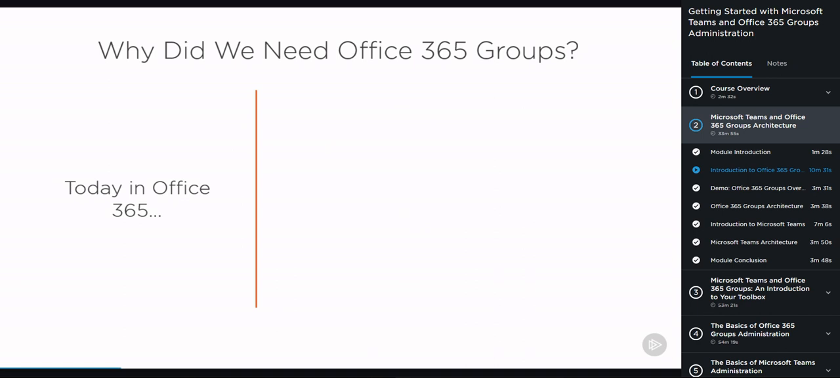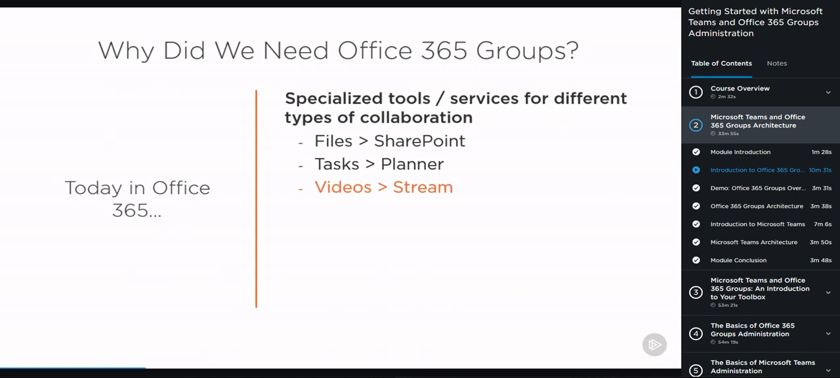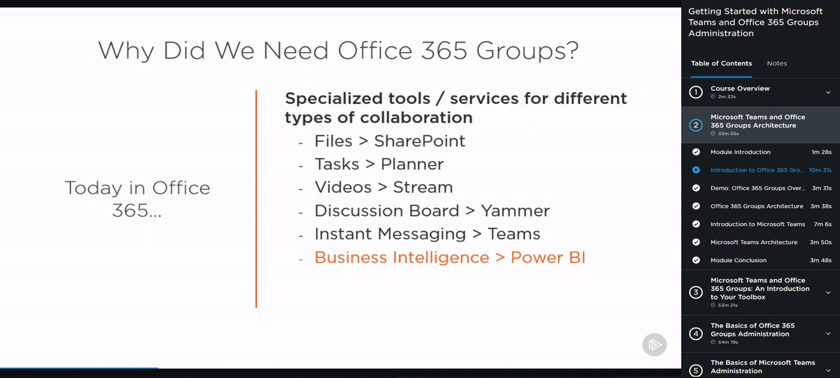So in the past few years, Microsoft has created a bunch of different specialized tools and services for different types of collaboration. SharePoint is still there, of course, for document management, but now for tasks we have Planner and To Do. For videos we have Microsoft Stream. For communities and discussions we have Yammer. For instant messaging we have Teams. For business intelligence we have Power BI. For surveys we have Microsoft Forms. So really we have specialized tools depending on what kind of collaboration you want to do and what is the outcome you're trying to achieve.